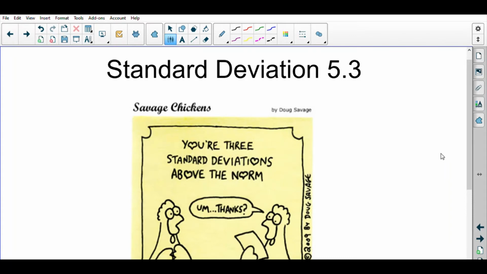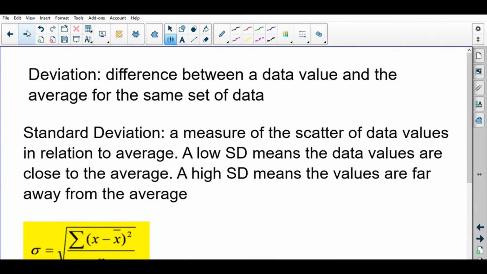This is video lesson 3, standard deviation. What deviation means is the difference between a data value and the average for the same set of data. Standard deviation is a measure of the scatter of data values in relation to the average. A low standard deviation means the data values are close to the average. A high standard deviation means the values are far away from the average.